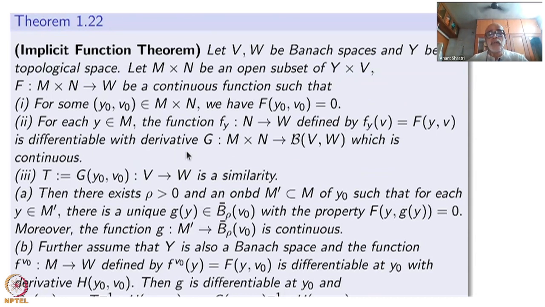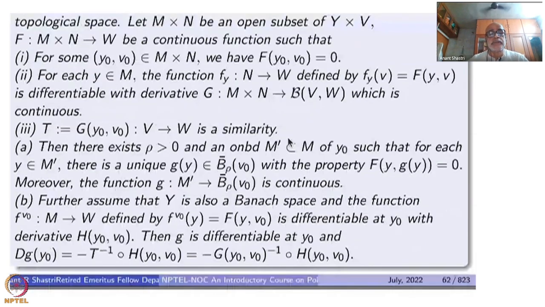And its derivative, for each y, gives a derivative function from M cross N to B(V, W), that is continuous. And the derivative at (y naught, v naught), namely g(y naught, v naught), is a similarity between V and W. Okay, in particular, V and W are similar, isometric Banach spaces.